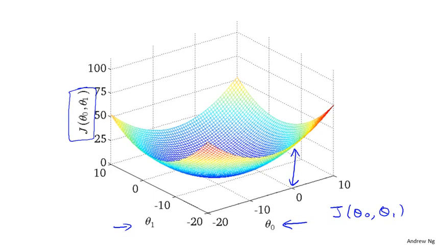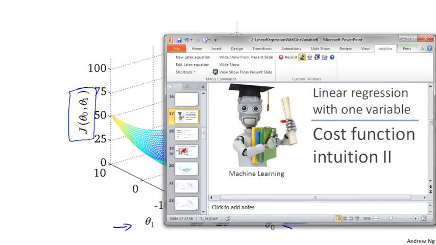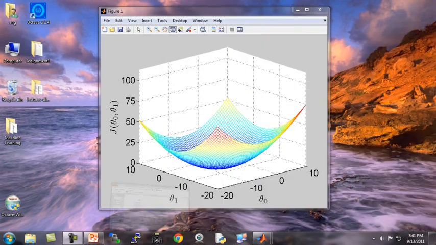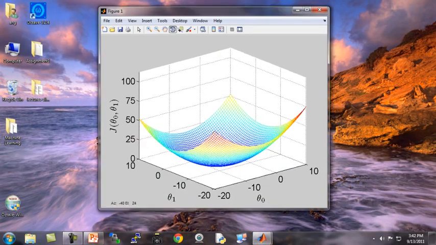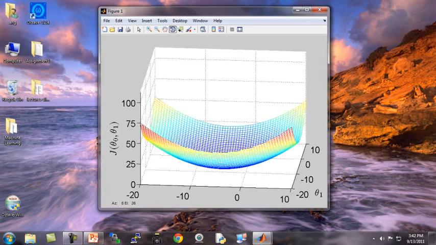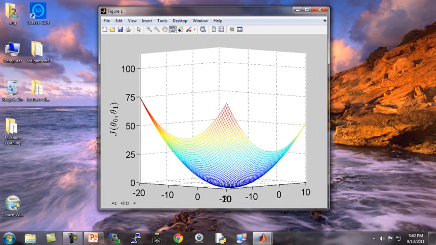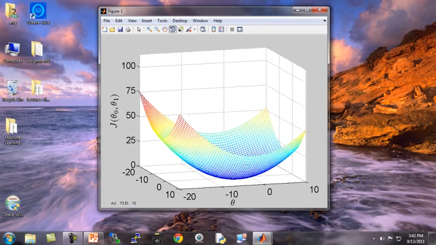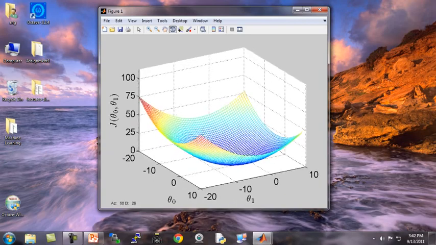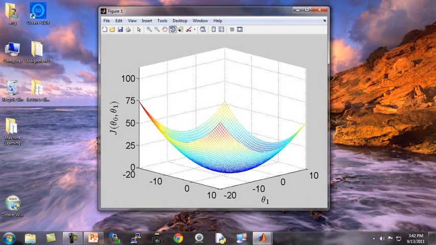Let me show you the same plot in 3D. So here's the same figure in 3D with axes theta 0, theta 1, and vertical axis J of theta 0, theta 1. If I rotate this plot around, you get a sense, I hope, of this bow-shaped surface. That's what the cost function J looks like.